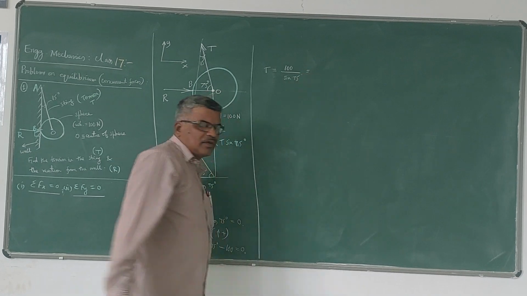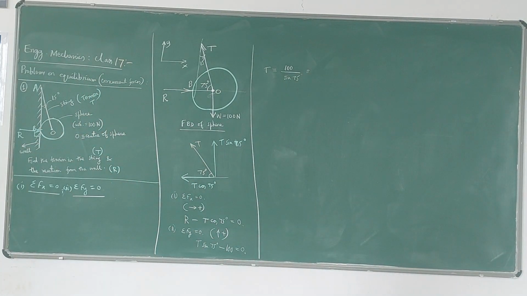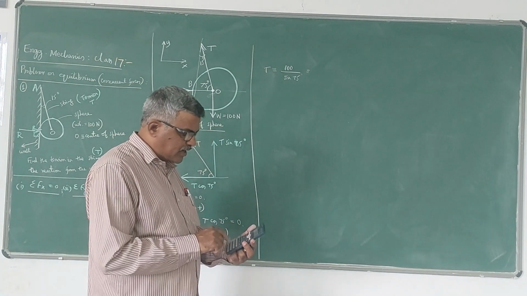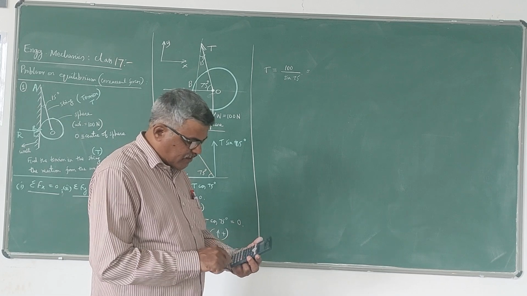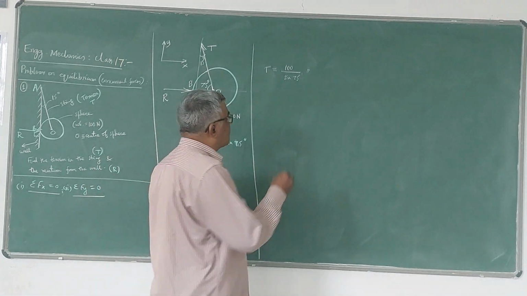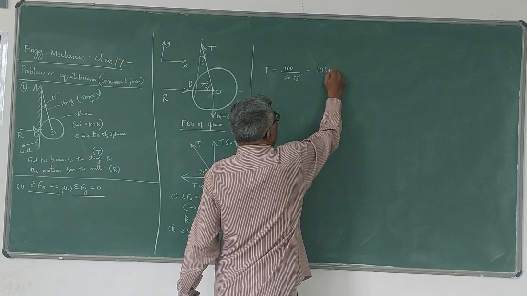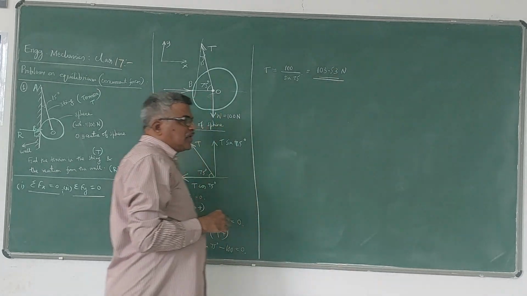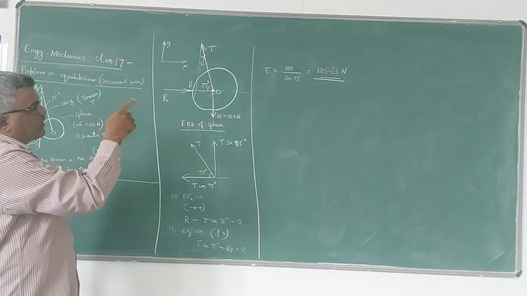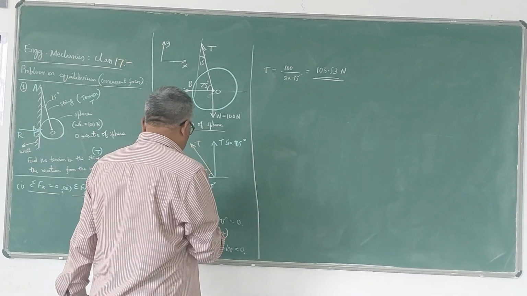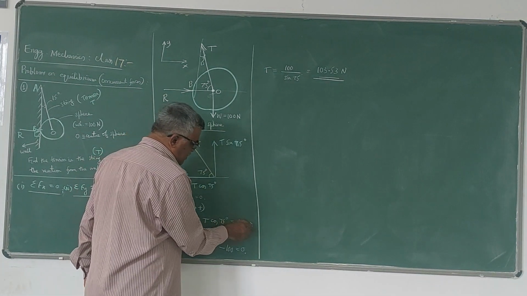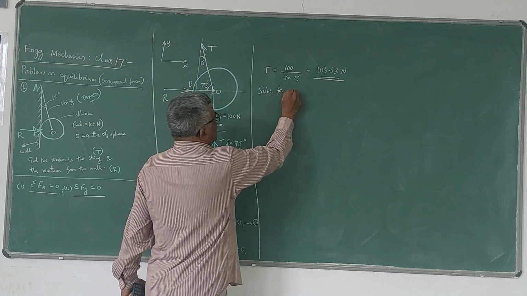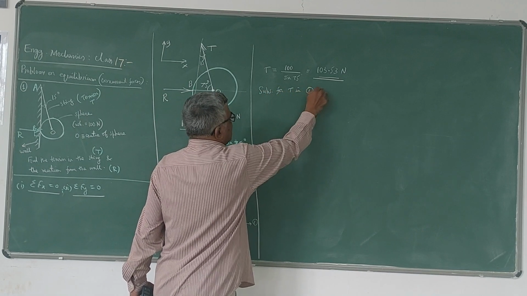And if you simplify this, 100 divided by sin 75, we are going to get the value of the tension in the string. So 100 divided by sin 75 will be equal to 103.53 Newton, because weight is in Newton, this tension also will be in Newton. So T is the tension in the string which we have as 103.53. Then substituting this value of T in the first equation, we can get the value of R.